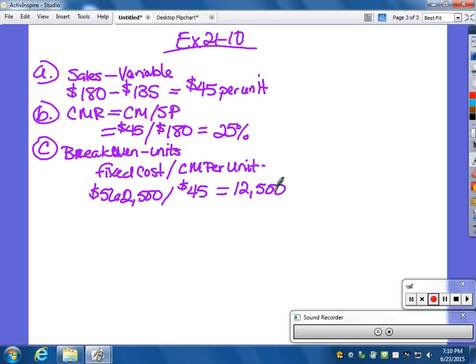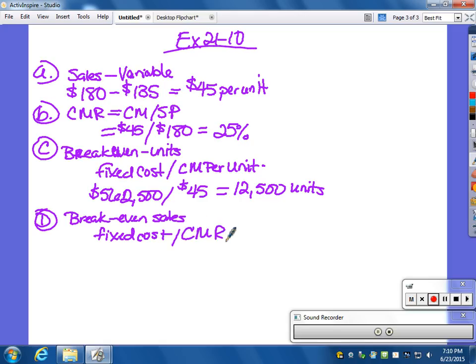12,500 break even in sales dollars. Fixed costs divided by CMR. So fixed cost divided by contribution margin ratio. Fixed costs were $562,500 divided by 25%.